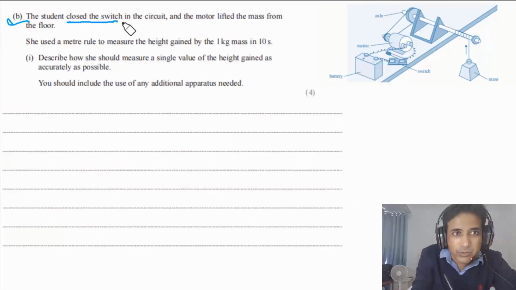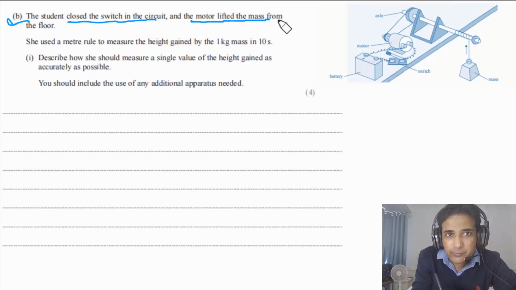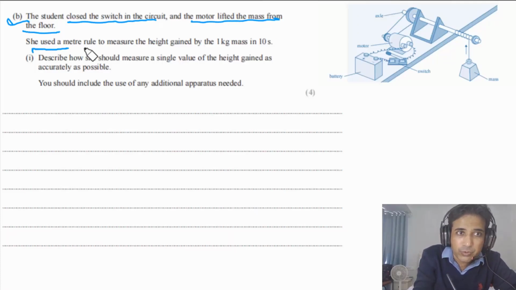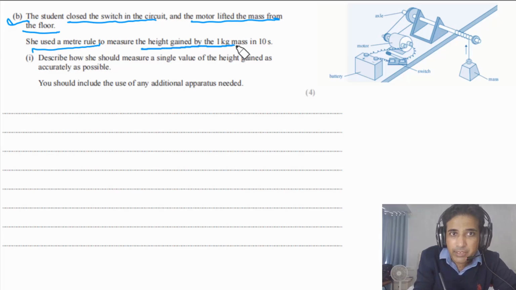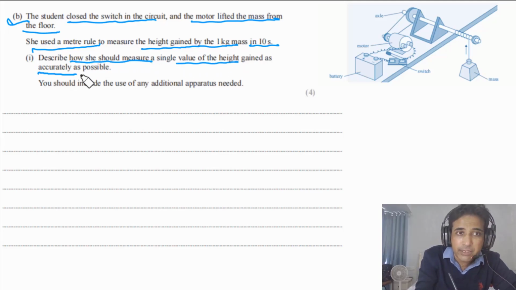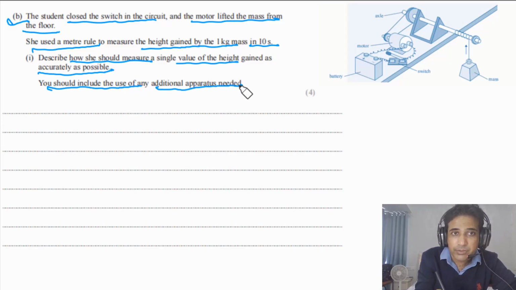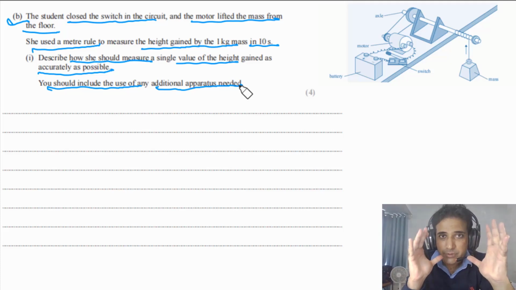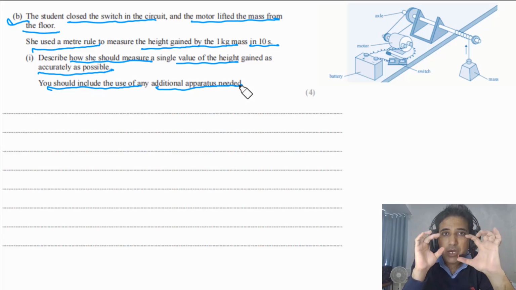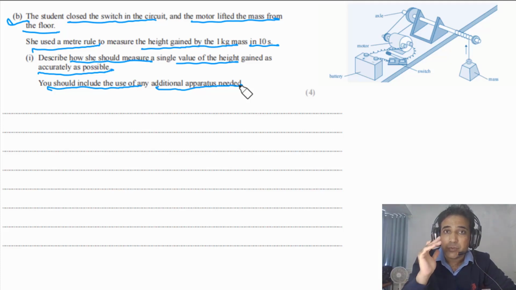Part B says the student closed the switch in the circuit and the motor lifted the mass from the floor. She used a meter rule to measure the height gained by the 1 kg mass in 10 seconds. Describe how she should measure a single value of the height gain as accurately as possible. You should include the use of any additional apparatus needed. Now, before we answer this question, you need to just imagine you are doing a real experiment. How can you find the height gain? You have to first of all think about this one. So this is the best way to answer tricky questions.